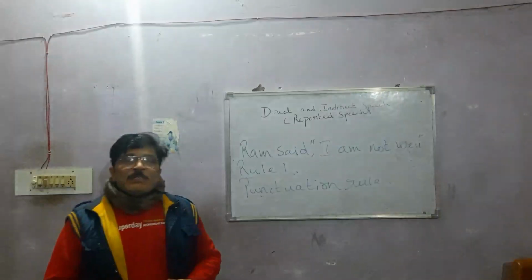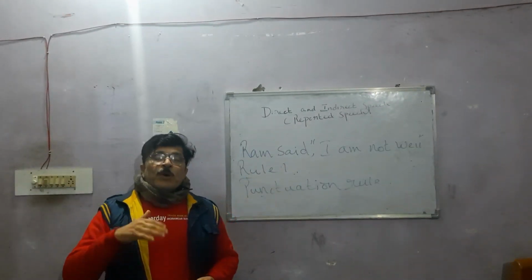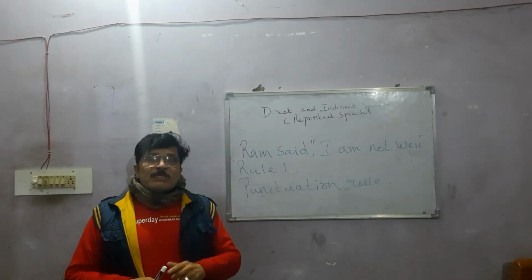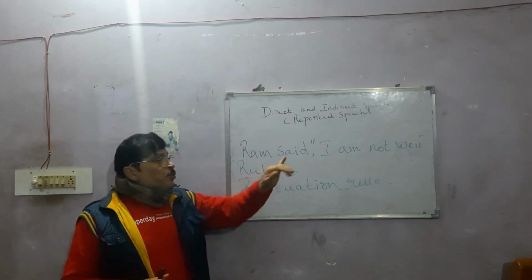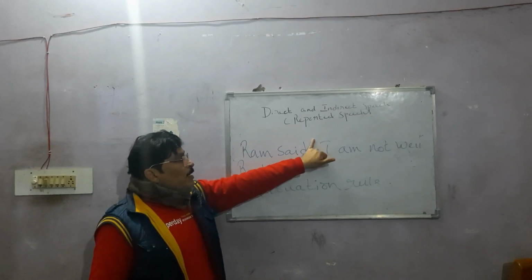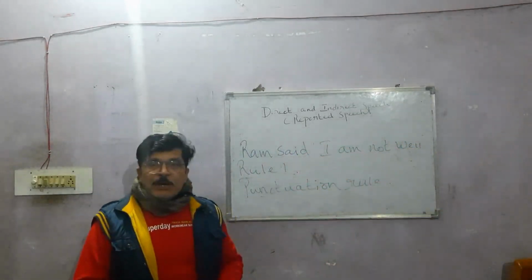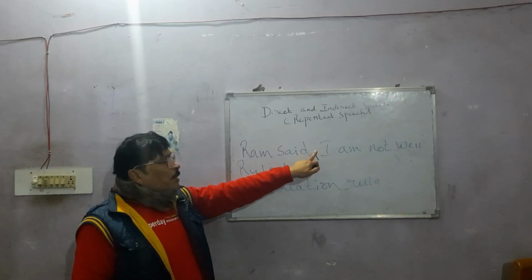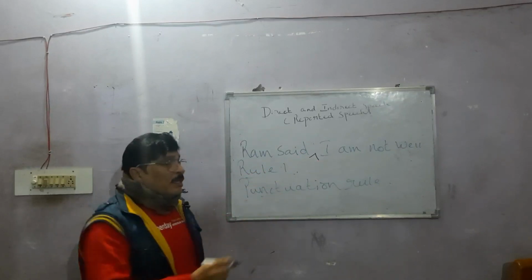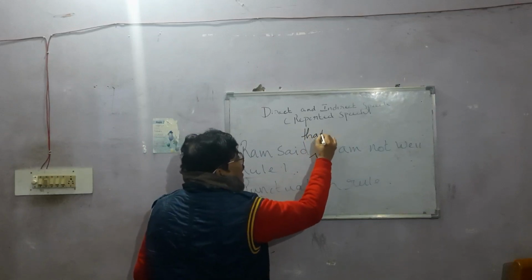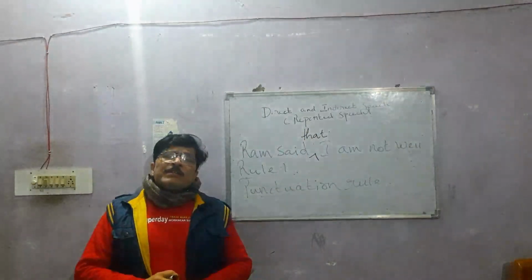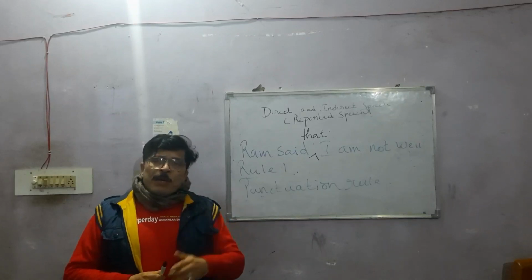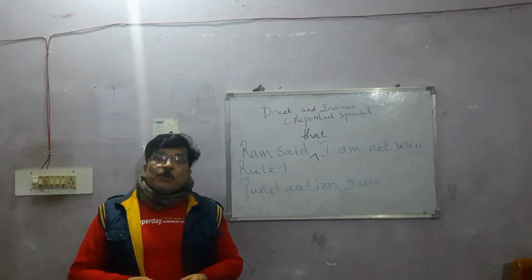When you start transforming direct speech into indirect speech, the first and most important thing you have to do is remove the comma and the inverted commas. These two have to be removed. And in the place of the comma, you have to add a subordinate conjunction. The subordinate conjunction that you will add is that. You can add any of three subordinate conjunctions: that, if, or whether. Now, if and whether, I will explain later when you should add them.